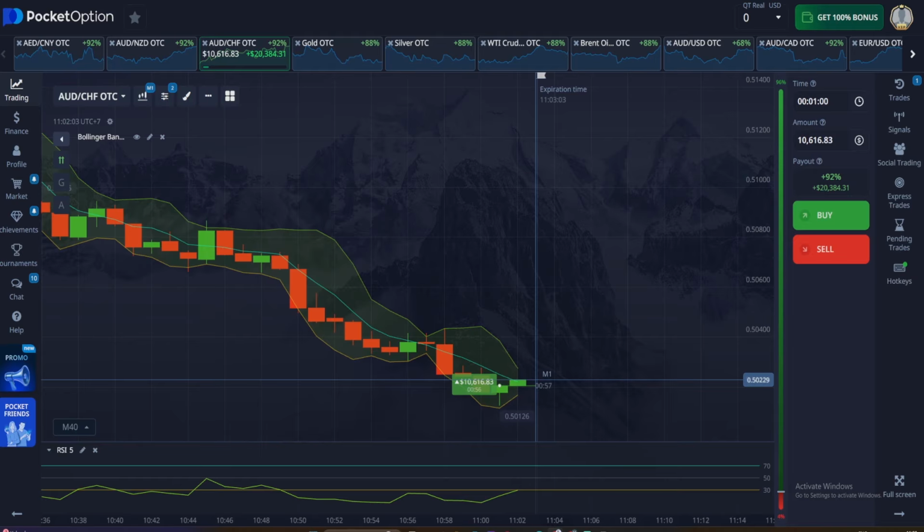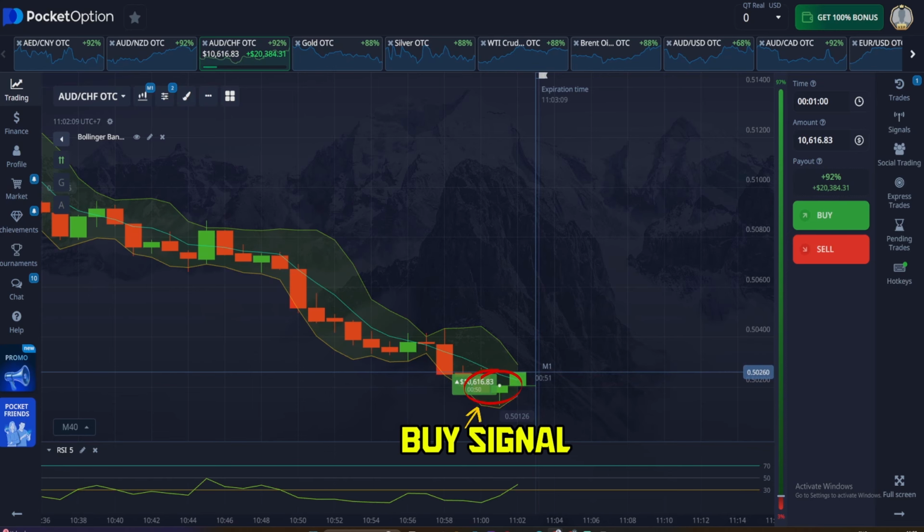I'm taking a buy position here. The reason is quite clear. As we can see, the current candle has touched the lower band of the Bollinger Bands, which means the price is currently at an extreme low area. Or in other words, it's undervalued compared to its average movement.